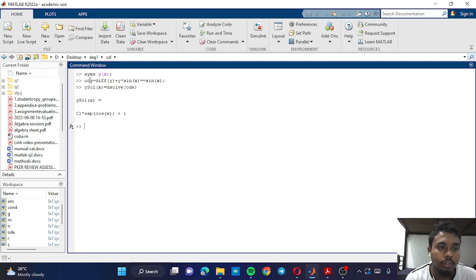And for the simulation, firstly, we have to declare syms y in terms of variable x, and then declare the equation ODE equal differential y plus y times sin x equal to sin x, and then we will solve it. dsolve x equal to this of ODE, then this is the answer for the simulation, and it was the same answer just like manual calculation.